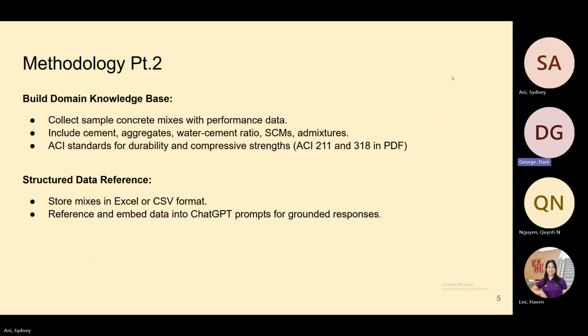So the next step was to build the domain knowledge base, and we did this by collecting sample concrete mixes with performance data. And as I mentioned earlier, we use the ACI standards, which we found online in PDF format, and these were ACI 211 and 318, which were for durability and compressive strength. And we also organize this information in Excel or CSV format, and we reference and embed this data into ChatGPT prompts for improved decision making.